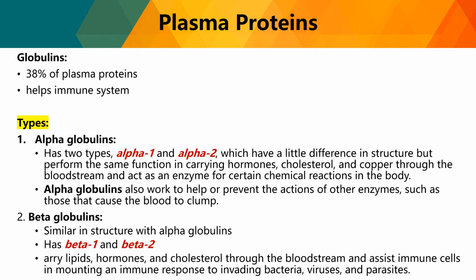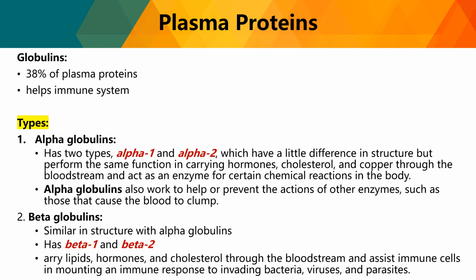The different types of globulins include alpha globulins. There are two types: alpha 1 and alpha 2. They have a little difference in structure, but they perform the same function in carrying hormones, cholesterol, and copper through the bloodstream and act as an enzyme for certain chemical reactions in the body. Alpha globulins also help prevent the actions of other enzymes, such as those that cause the blood to clump.